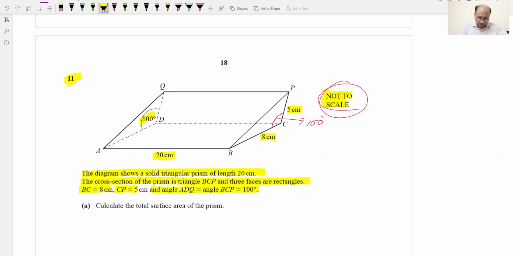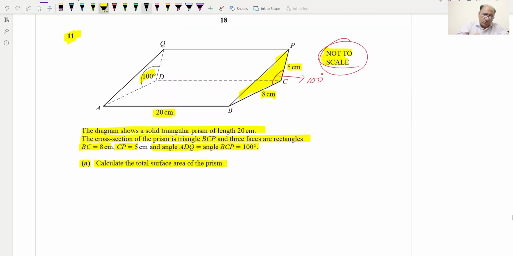Now our task in part A is to calculate the total surface area of the prism. To find the total surface area, we need the surface area of the triangles on the sides. To calculate the area of this side, we have two sides but we don't have the third side, but we can still find the area even if we don't have the third side.